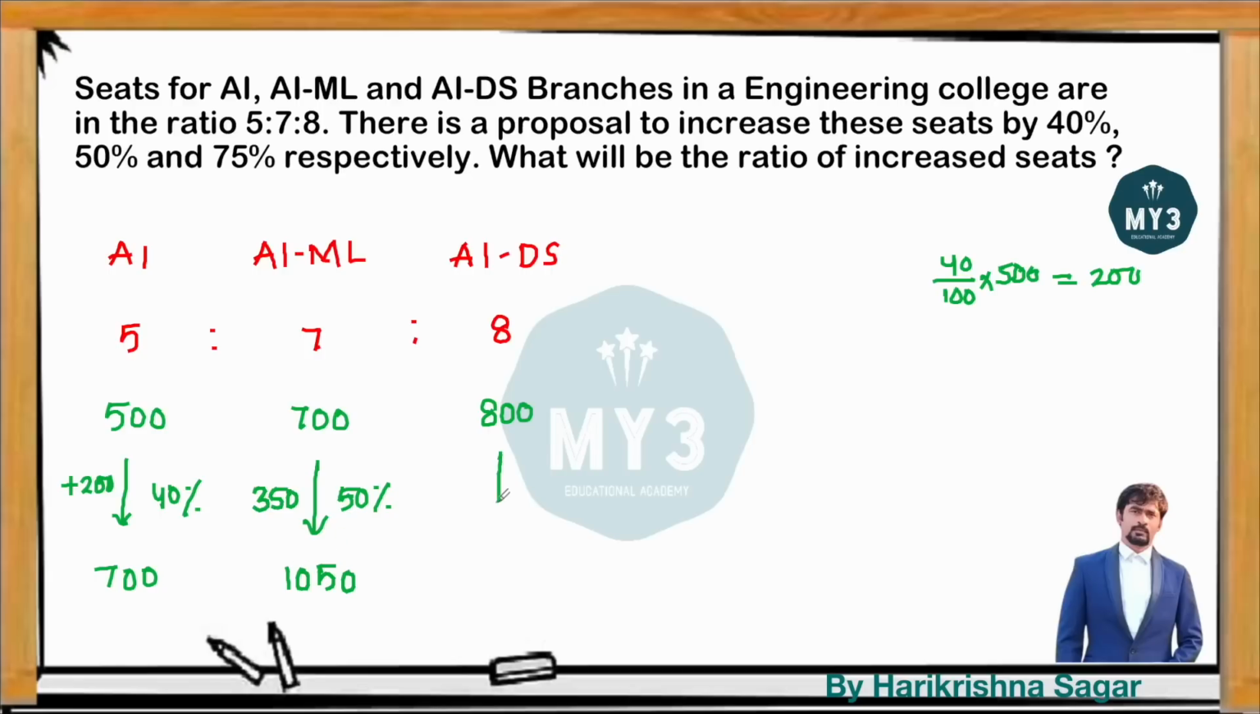And now the strength in ADS is increased by 75%. That means I want to calculate 75% of the initial number 800. If I calculate this further, 25 3s are 75, 25 4s are 100, so 4 200s. That means the increased strength must be 600. That means there is a 75% increase, means there should be an increase of 600. 800 is increased by 600 means the final value will be 1400.